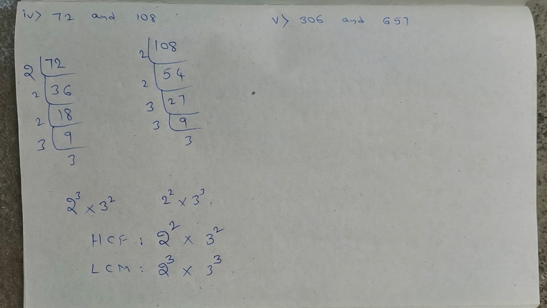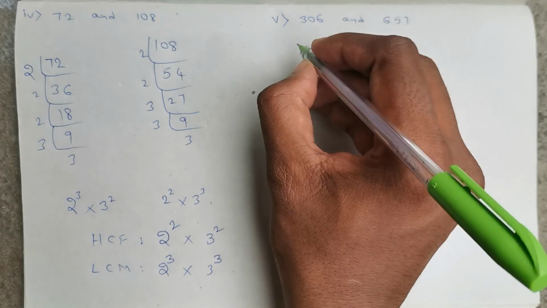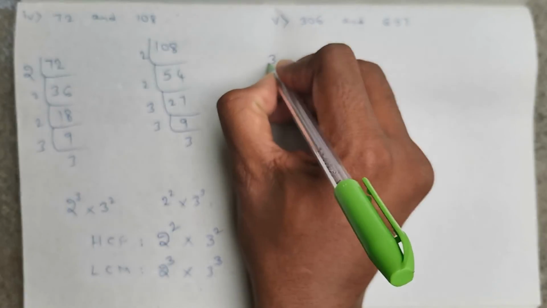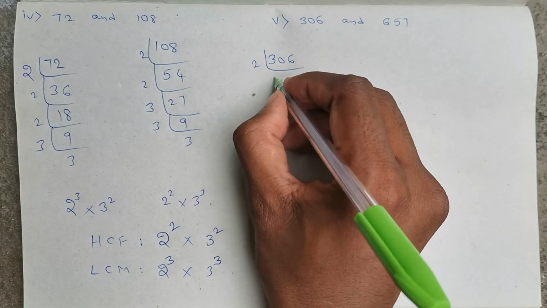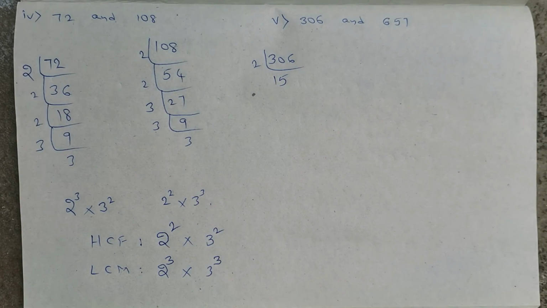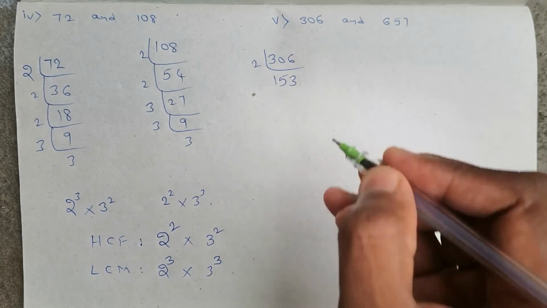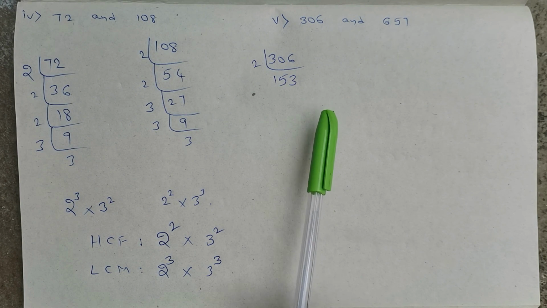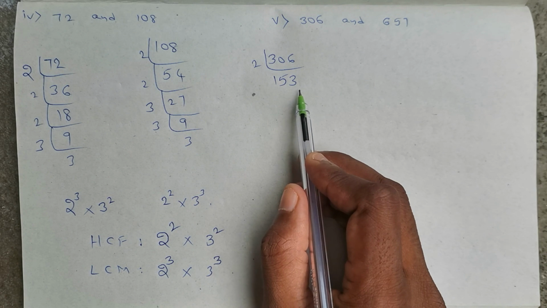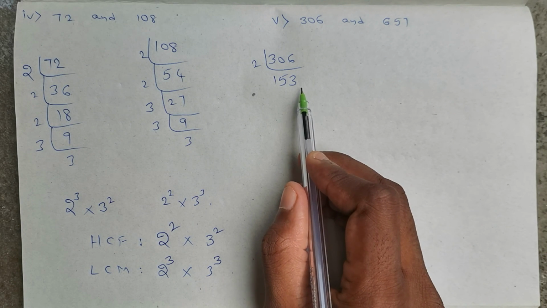Okay, the next numbers are 306 and 657. So first I will go with the number 306. Starting from 2, 2 153s are 306. Now if we observe this 153, last digit is 3, so it won't come in 2 table.